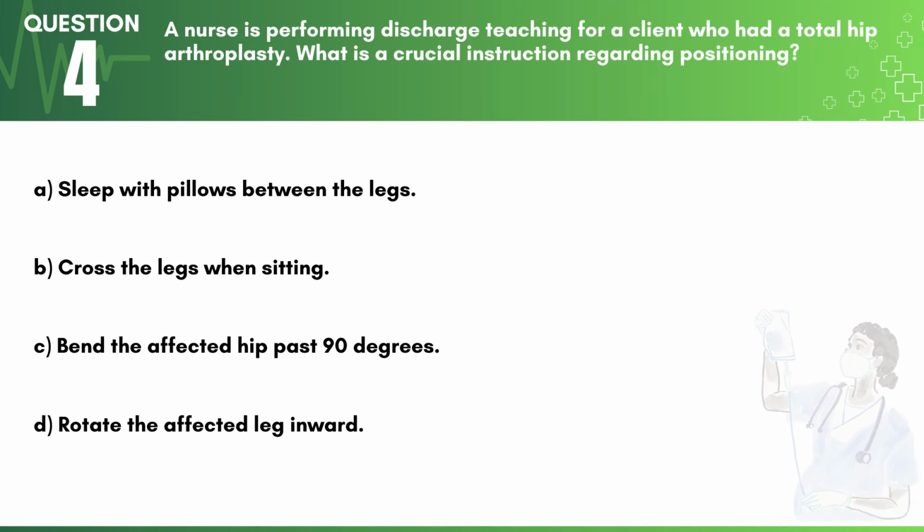Question 4. A nurse is performing discharge teaching for a client who had a total hip arthroplasty. What is a crucial instruction regarding positioning? A. Sleep with pillows between the legs. B. Cross the legs when sitting. C. Bend the affected hip past 90 degrees. D. Rotate the affected leg inward.